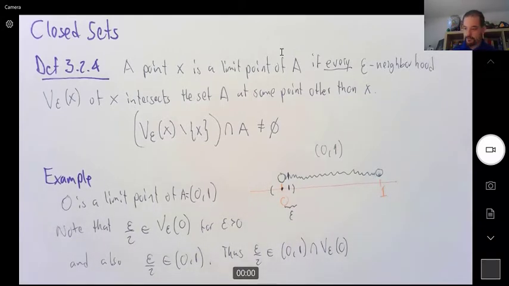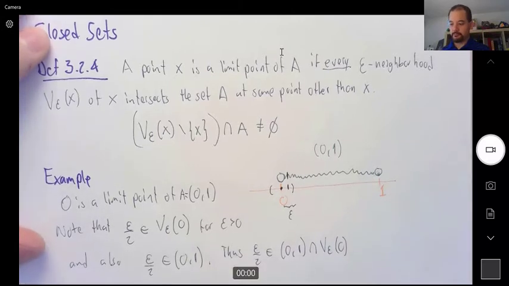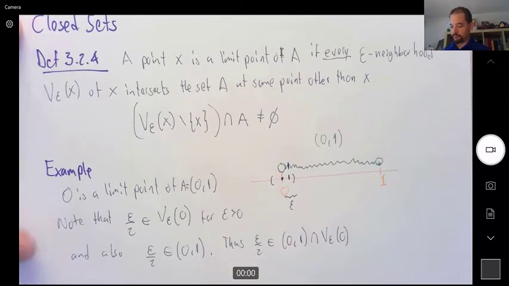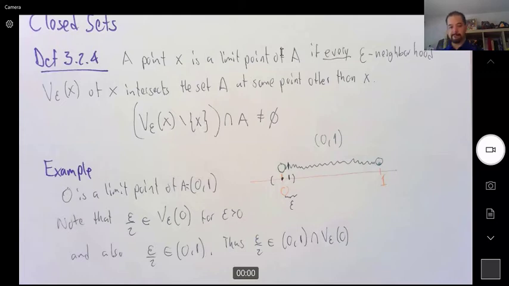Professor, I have a question. Shoot. Would 0.5 be a limit point? Yes. Okay, so it also includes points that are inside the set if they have those same qualities. Yes, exactly. As long as you satisfy the condition, you may be in the set or you may not be in the set. But I'll tell you one that is not.